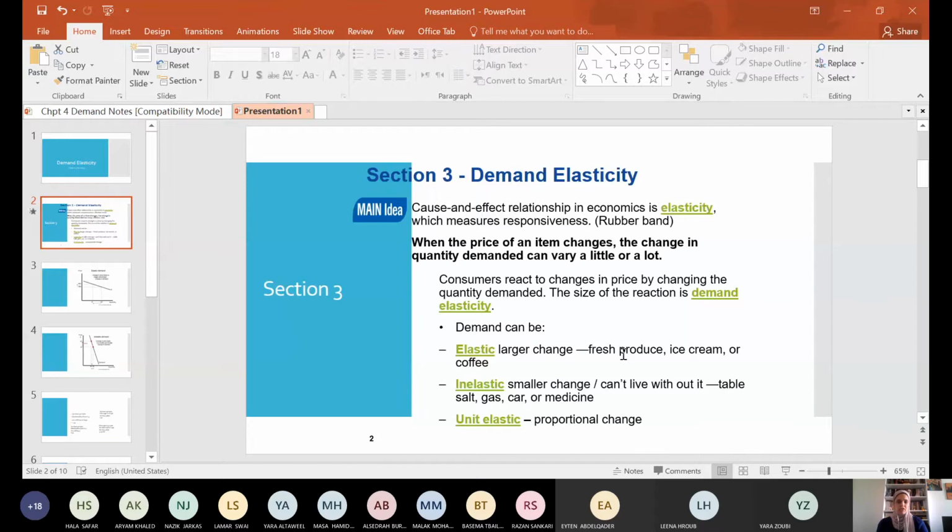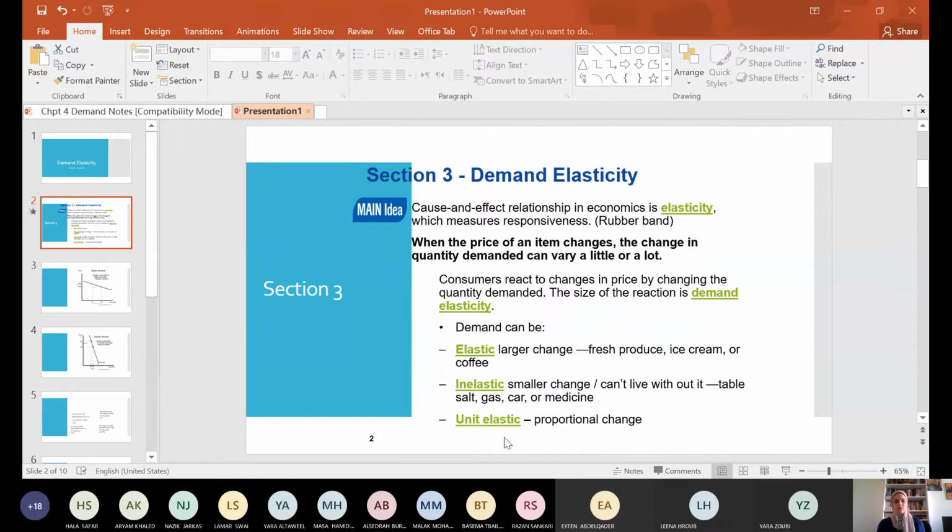Elastic is a large change, like Fred produced, like ice cream and coffee. In elastic, when they increase the price of coffee, I will drink tea. When he increases the marshmallow, I will only buy 3. That's what happened. In elastic demand, I will not buy sugar or coffee. I'll drink tea. The tea is expensive. I will drink anise. I will drink chamomile. I will stop drinking. But in inelastic, I cannot stop buying sugar. I cannot stop buying salt.